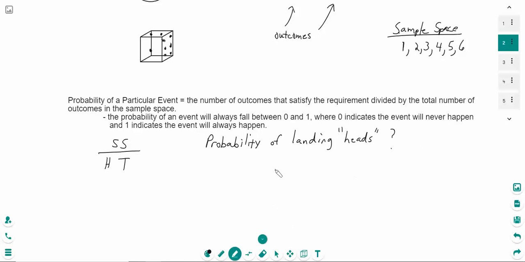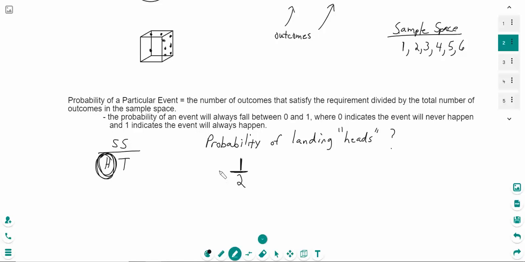What is it? Well, I would look at my outcomes and I would say, based on the sample space, which of these outcomes will result in heads? Well, in this case, only one, right? This one right here. That's the one that's going to give me heads. So I have one outcome that will give me what I'm looking for, which is heads. And I'm going to write that as a fraction or a ratio, comparing it to the total sample size. The total sample size here is 2, right? So 1 out of the 2 will give me heads.